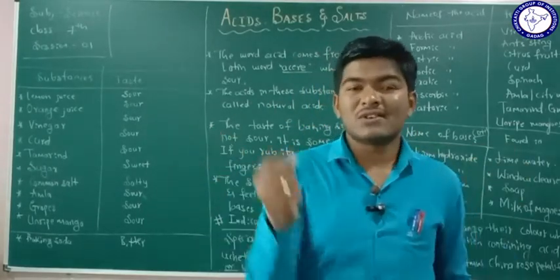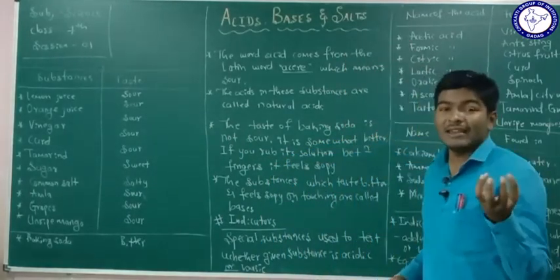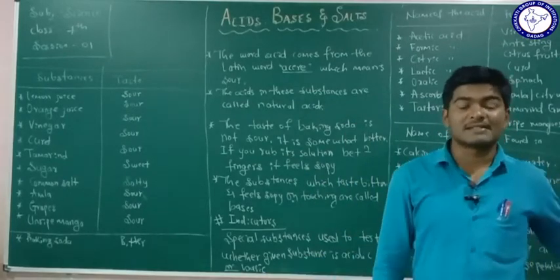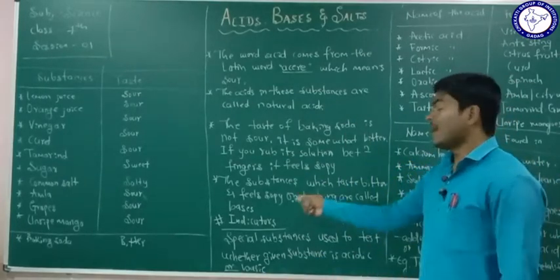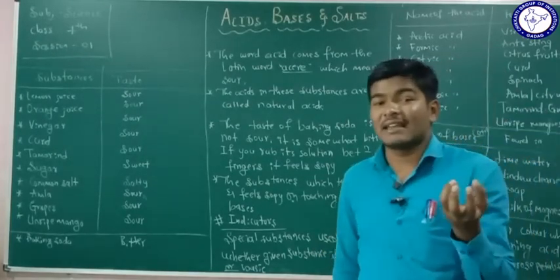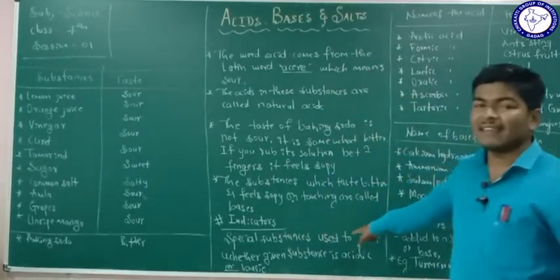But here one solution is there. We are going to use some substances to indicate whether a given substance is an acid or a base. Those substances are nothing but the indicators. What are indicators? What are the uses of the indicators? What are the types of indicators? Now we shall study what indicators are.